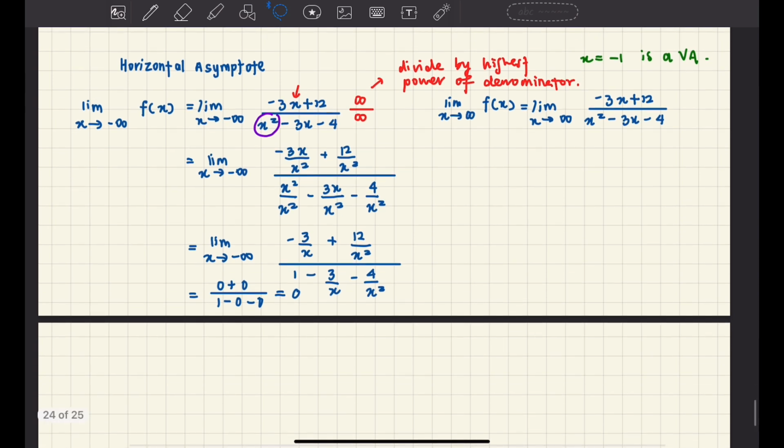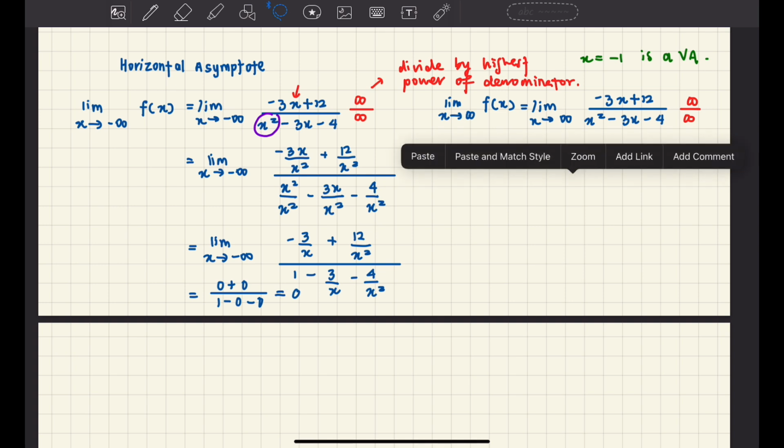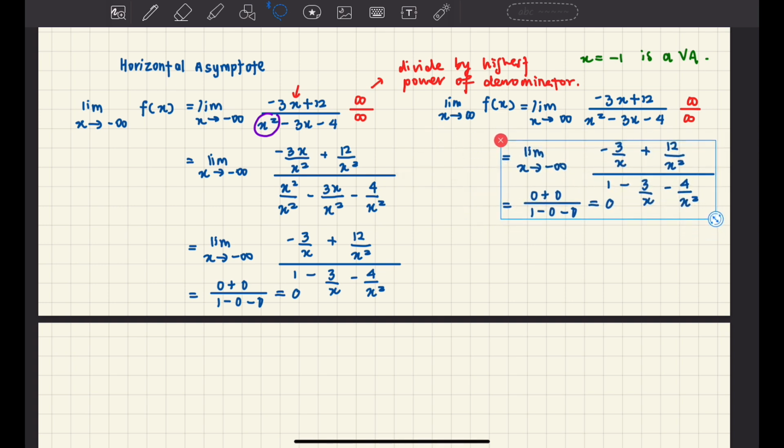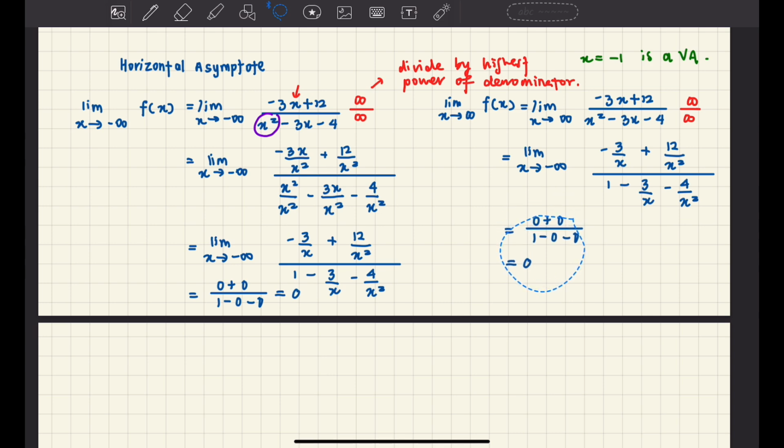For the limit as x approaches infinity, we are going to do the same thing. When we substitute, we get infinity over infinity, which means this is the exact same case as the one over here. What we are going to do is divide by the highest power of the denominator. So I'm just going to copy the answer from this left part and paste it over here, because we still divide by the highest power. We do the same thing, so we just copy. Just change it to infinity.